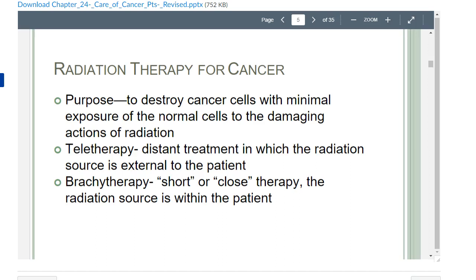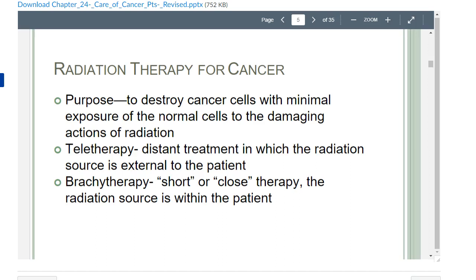And obviously the purpose is to destroy these cancer cells with definitely minimal exposure of the normal cells to the damaging actions of radiation, okay? And two ways in which we can do this is through teletherapy, which is that distant treatment in which the radiation source is external to the patient. And then we can also do brachytherapy, which is short or close therapy. The radiation source is actually within the patient. So I want to talk a little bit about these two types of methods of radiation therapy for our patients, okay?